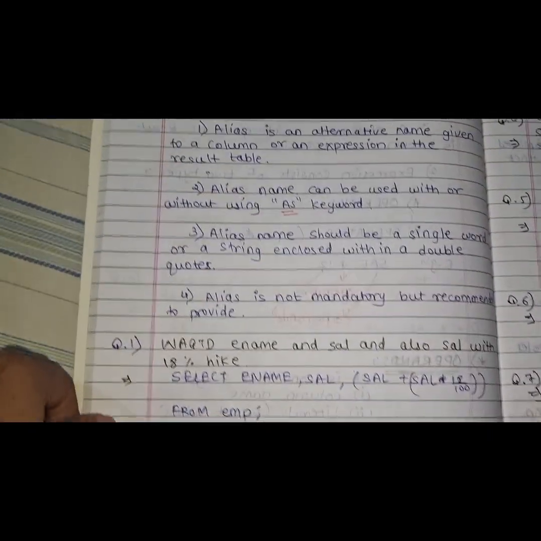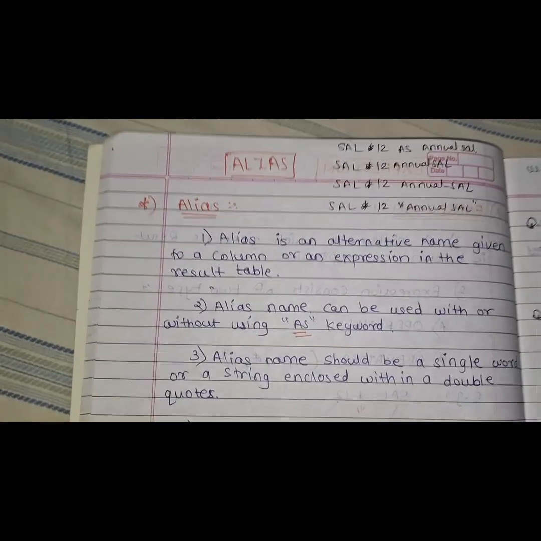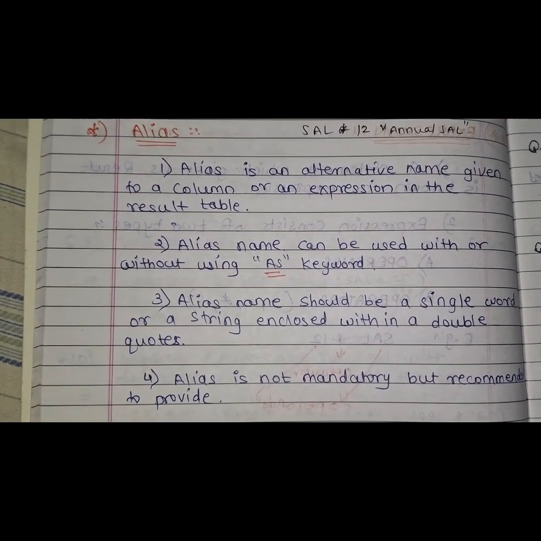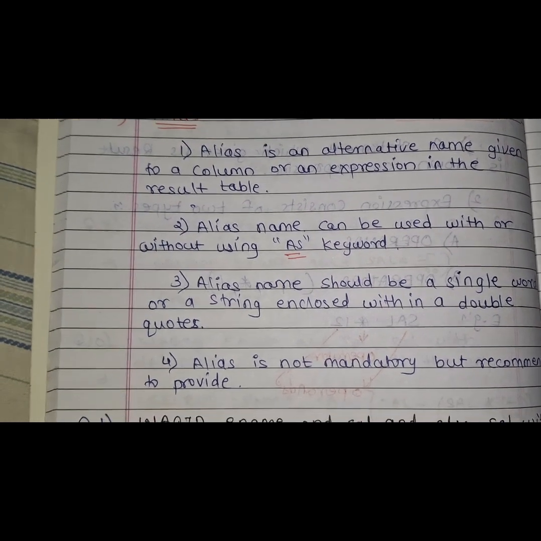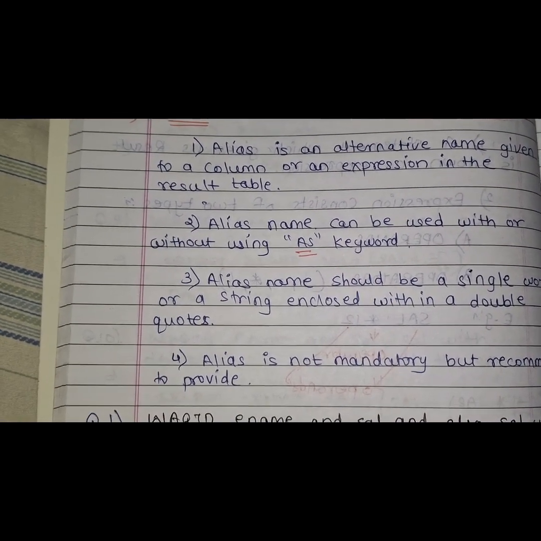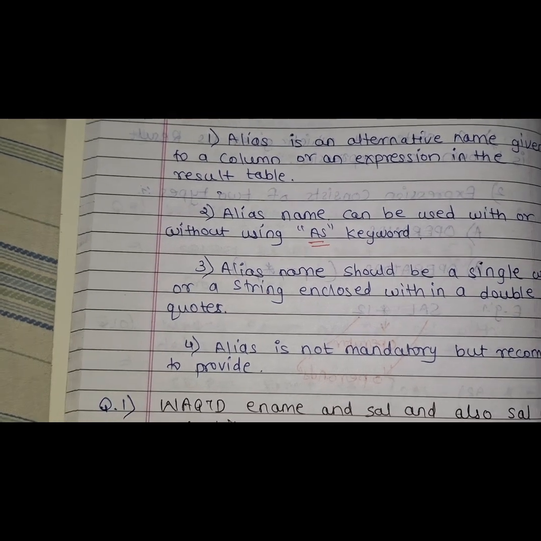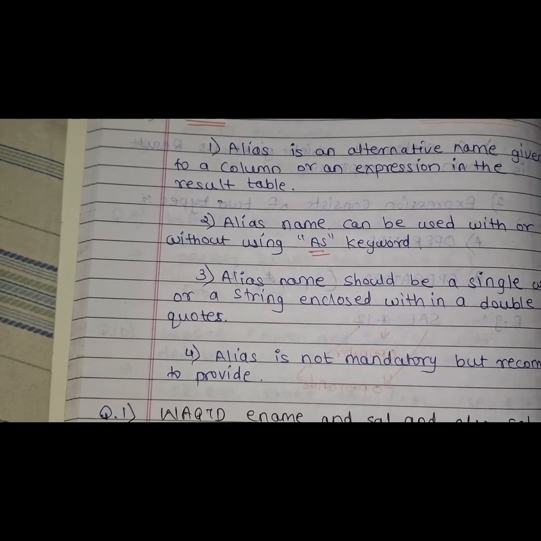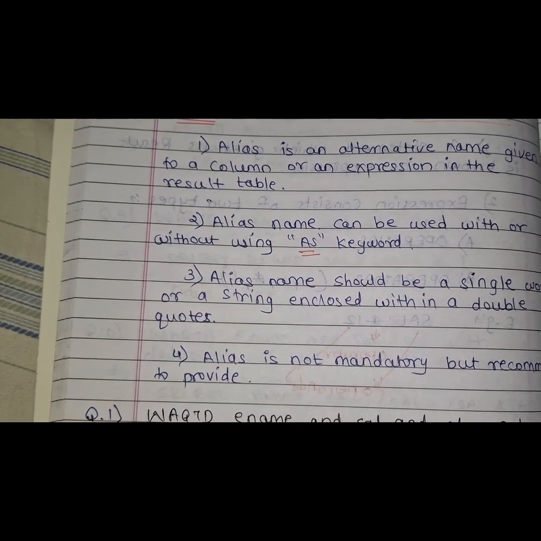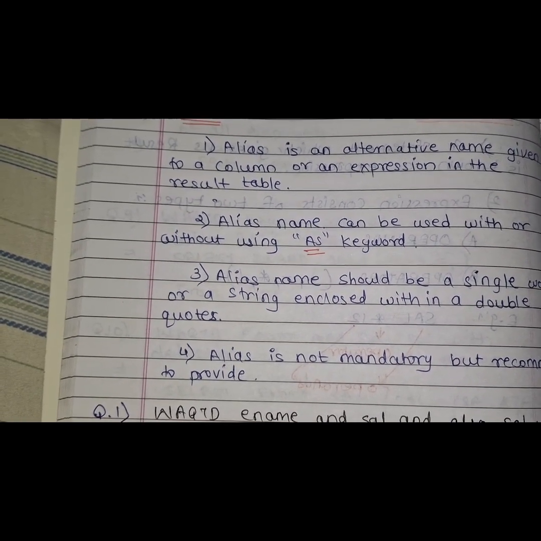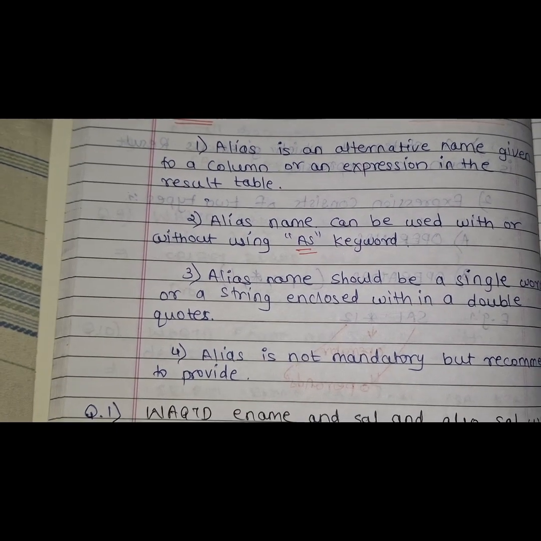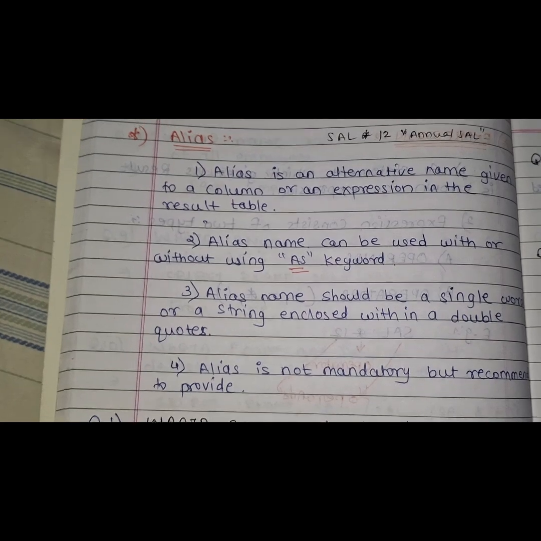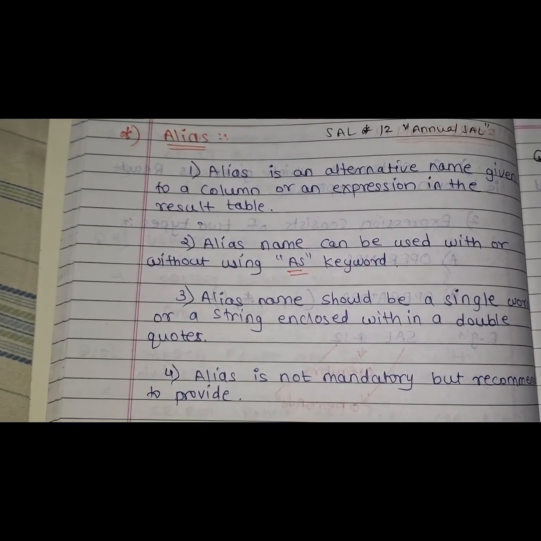Let's learn about an alias. What is an alias? An alias is an alternative name given to a column or an expression in the result table. Suppose I have an employee table with a salary column, and I want to find the annual salary. How can I find it? I will multiply that salary by 12. Multiplying the salary by 12 becomes an expression.